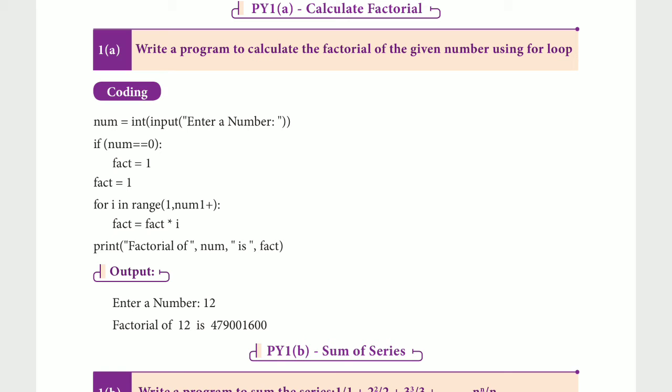Fact is equal to 1; in the next statement, fact is equal to 1 is assigned as a default. Then they are using a for loop: for i in range(1, num + 1). The plus 1 means the range is incremented. Fact is equal to fact * i, so it will keep on multiplying: 1 into 1, 1 into 2, 2 into 3, and keep going.